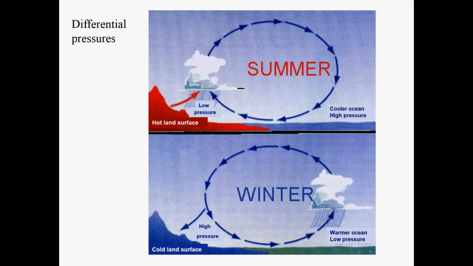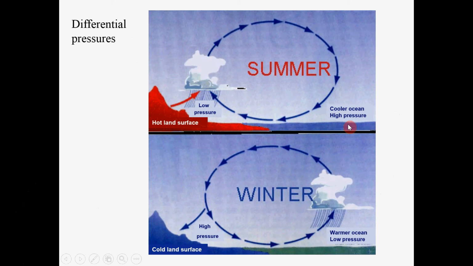Differential temperatures eventually gave rise to differential pressure systems on land and ocean. In the summer, the land has higher temperature, so it warms up the air near the surface. When the air becomes warmer, its density becomes lighter, it tends to go upwards, forming a low pressure system near the surface.